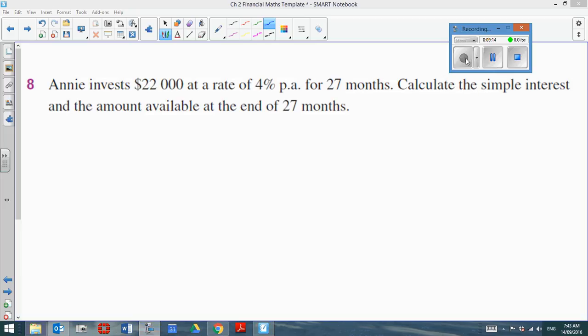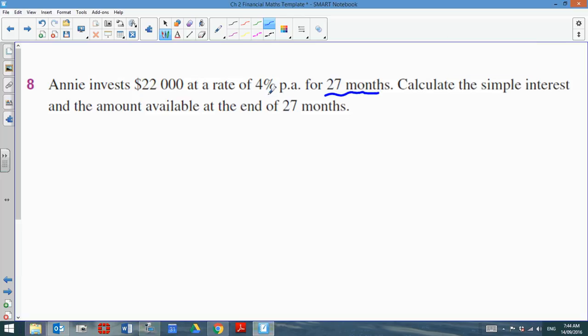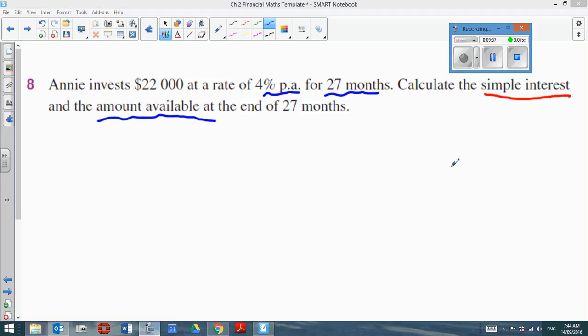For number 8, Annie invests $22,000 at a rate of 4% per year, and this is over 27 months. So again, we have a 4% per annum, 27 months. Calculate the simple interest and the total amount available. So again, this is a red. Find the simple interest, and then you have a second part, find the total amount available. So you're going to be doing 2 calculations here. Go ahead and pause and try this one on your own.